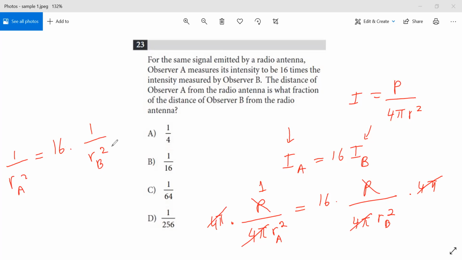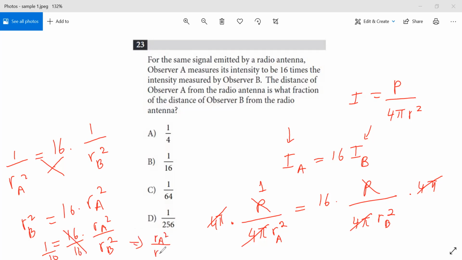Then I can divide both sides by 16, or I can first cross multiply. If I cross multiply, this is going to be RB squared equals 16 times RA squared. But I'm looking at the distance of observer A as what fraction of the distance of observer B. So I'm going to try to find RA over RB. If I divide both sides by RB squared first, I get 1 equals 16 times RA squared over RB squared, and then divide both sides by 16. So this cancels out, and we have RA squared over RB squared equals 1 over 16.